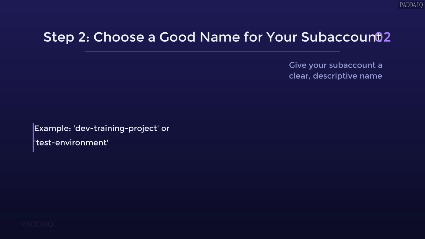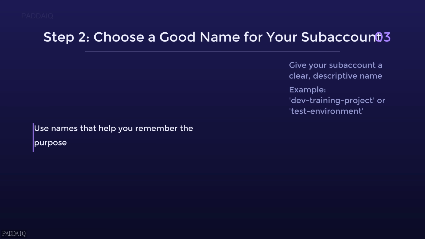Example, Dev Training Project or Test Environment. This means using clear, descriptive names that instantly convey the sub-account's purpose. For instance, naming it HR Payroll Test indicates it's for testing the HR payroll application. A well-chosen name helps your team quickly identify and manage the correct environment, avoiding confusion and errors in your projects.